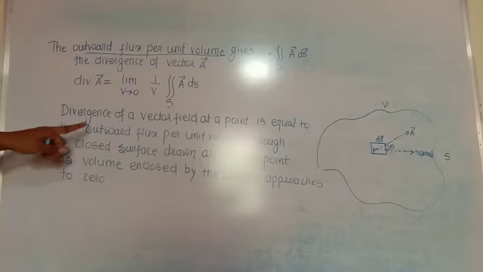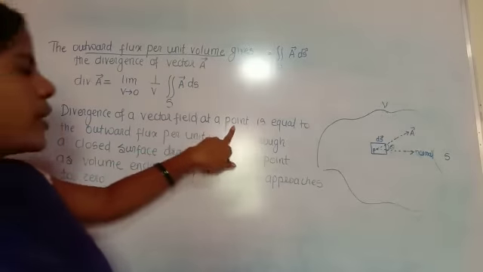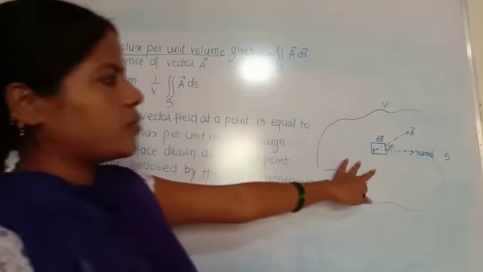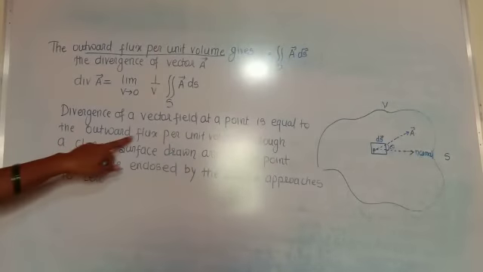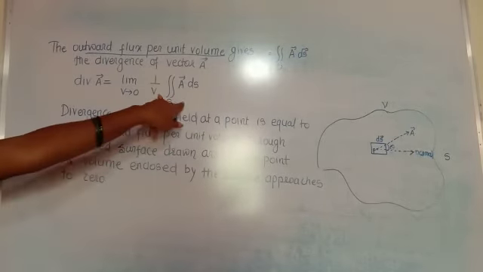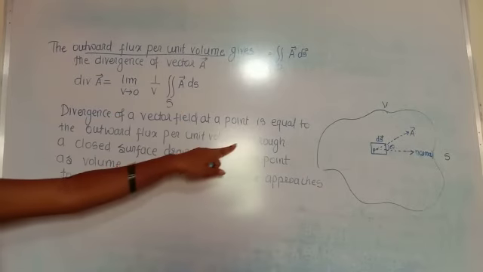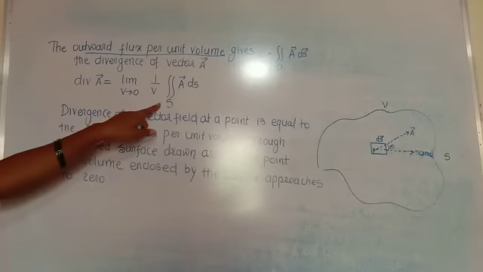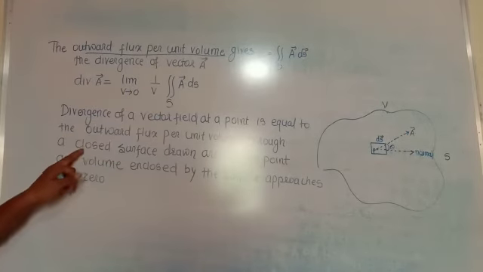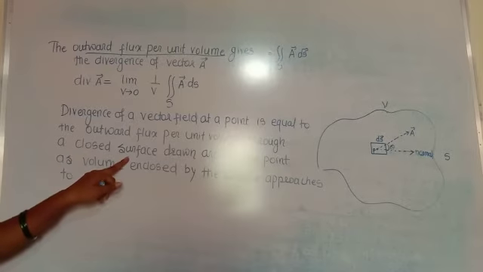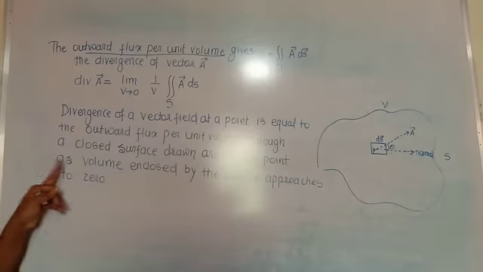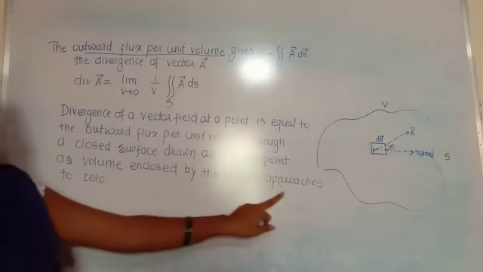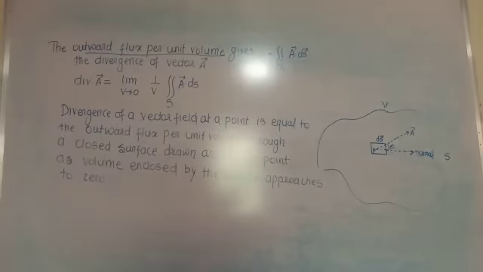That means the divergence of a vector field at any point, whether we take point P or point Q, is equal to the outward flux per unit volume through a closed surface drawn around the point, as the volume enclosed by the surface approaches 0.